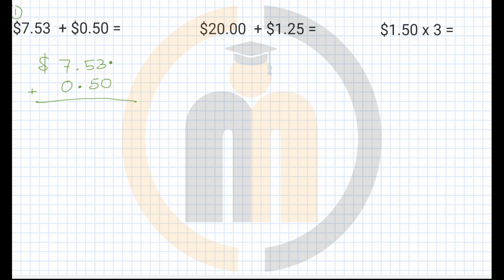Here we always start on the rightmost. 3 plus 0, you get 3. 5 plus 5, you get 10. Now 0 goes there, and 1 goes up here, because we have 100 cents. So the 1 goes up here and adds to it, and it becomes $8.03.